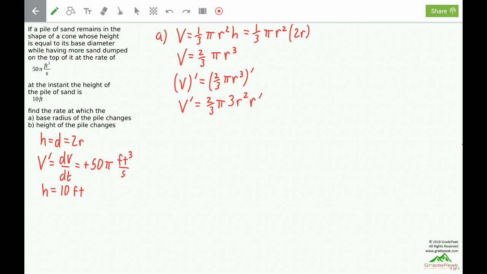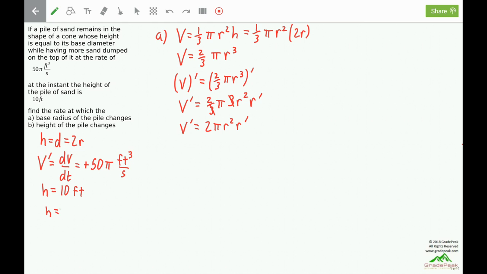We can simplify the right side so that V prime will equal the 2/3 and the 3 can multiply each other, and the 3 in the denominator can cancel with the 3 in the numerator. And we have 2 pi r squared r prime. We're trying to solve for r prime here. We have a value for V prime. We also need a value for r. We do not have that just yet. We have a value for h, but we know that h and r are related to each other here.